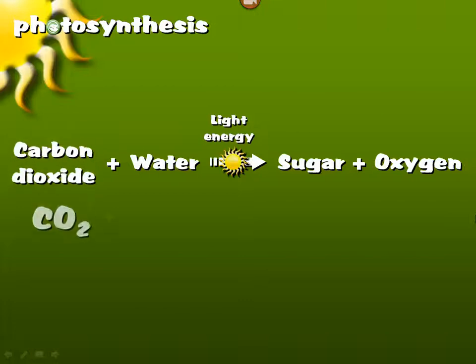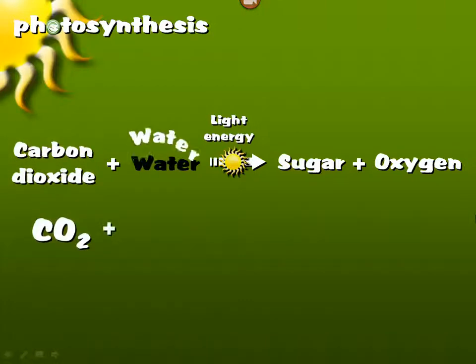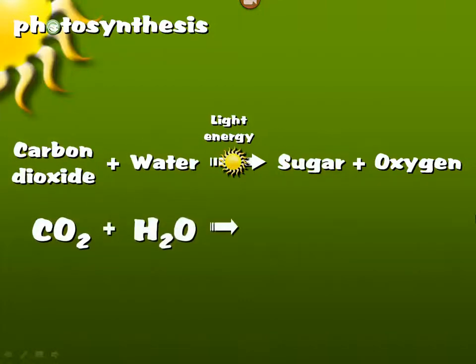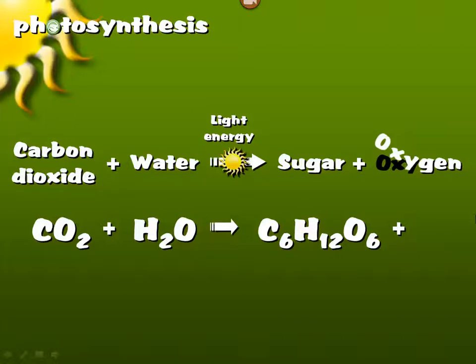For carbon dioxide, of course, it's CO2. For water, H2O. For sugar, C6H12O6, that's glucose, the most basic form of sugar. And then oxygen is O2. Oxygen tends to hang out as a pair of oxygen atoms bonded together.